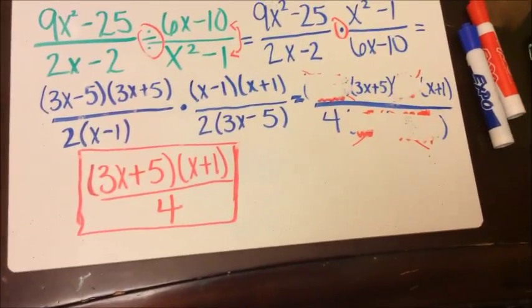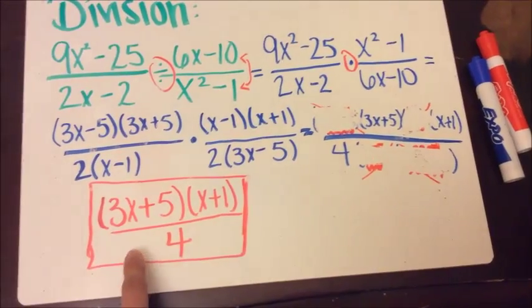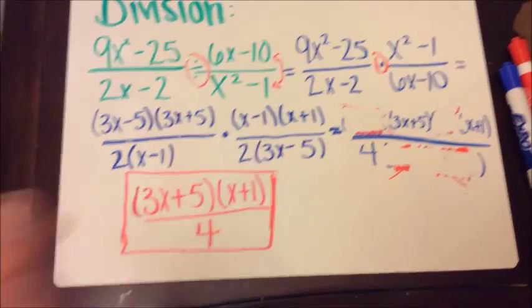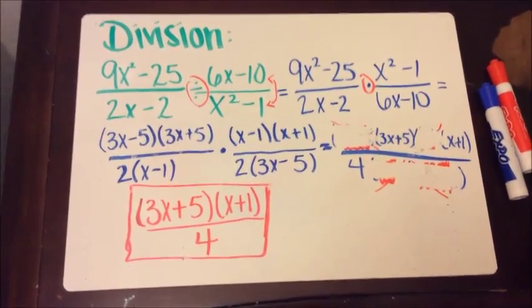We have left a 3x plus 5 in the numerator and an x plus 1 in the numerator as well, and then in the denominator we just have an x plus 4. And that is how you divide. It's the same thing as multiplying.